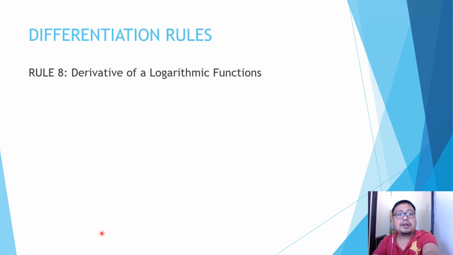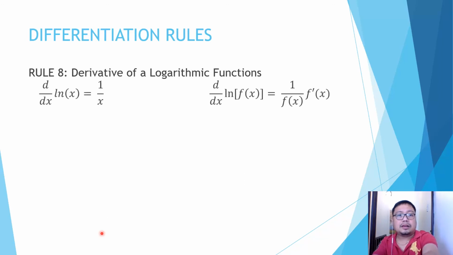Okay. Another rule: the derivative of a logarithmic function. We have the derivative of ln of x equals 1 over x. This is our answer, always. For ln of x, the answer is 1 over x.